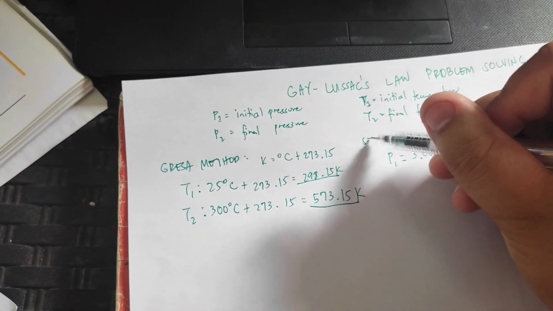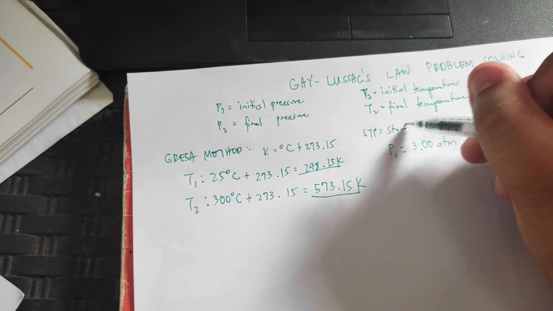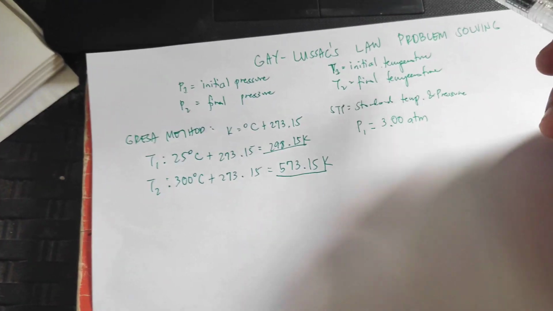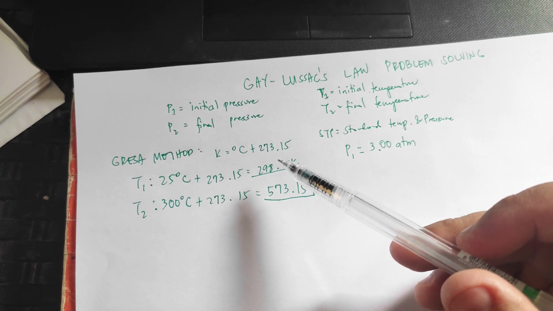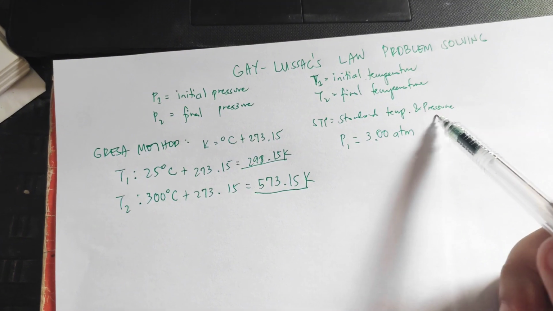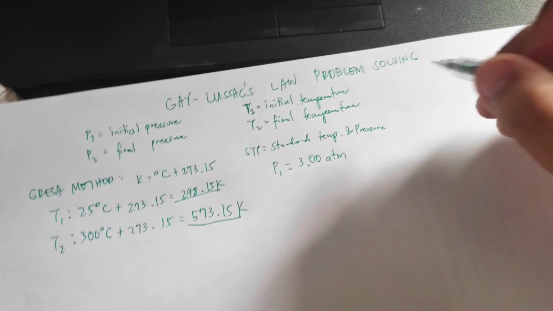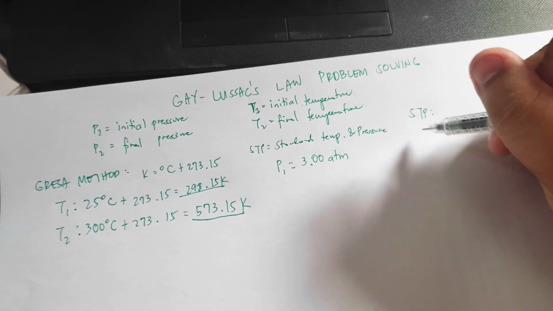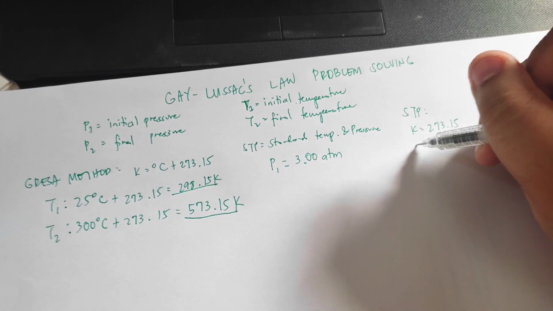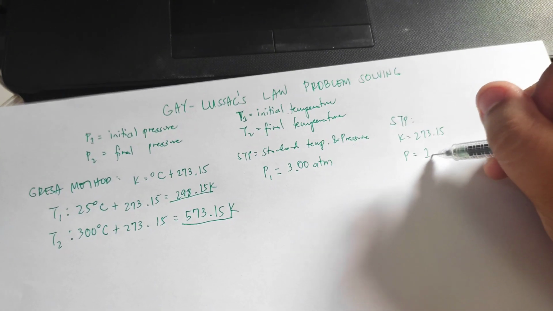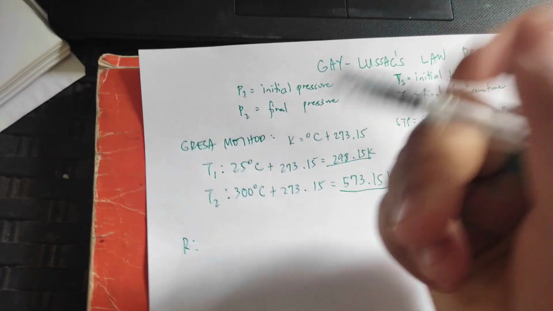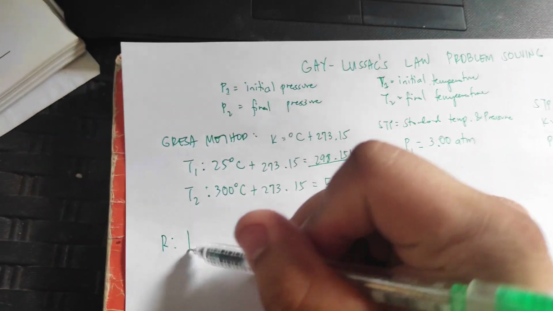Now, there is what we call STP, or standard temperature and pressure. Our standard temperature is 0 plus 273.15, or 273.15 Kelvin, and our standard pressure is 1 atmosphere. Again, STP, standard temperature and pressure: 273.15 Kelvin and 1 atm. Now, what is required? What are we looking for? We are looking for the final pressure.